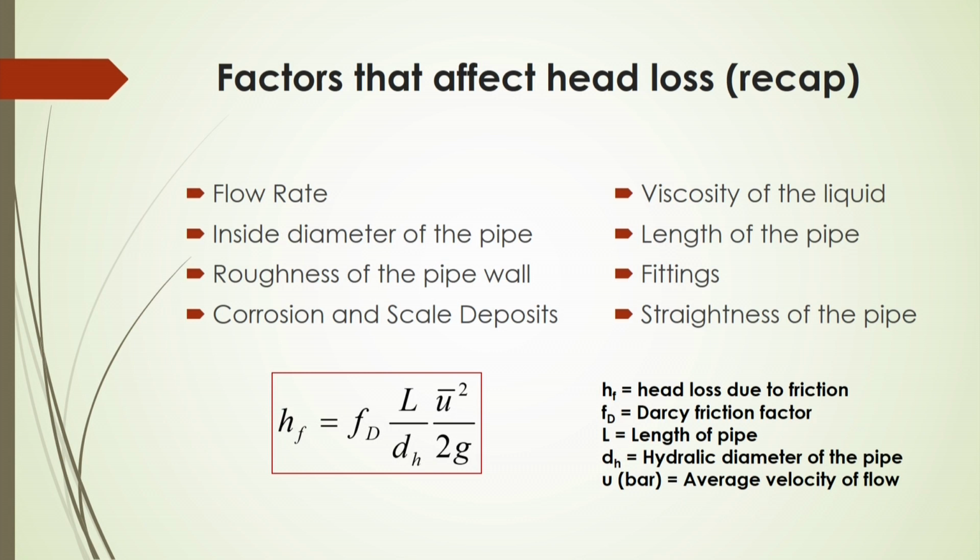So, if we know that hydraulic diameter, then the head loss due to friction will be represented by this equation: H f equals F d L by d H into u square by 2 g. In this case, F d is the Darcy-Weisbach friction factor, L is the length of the pipe, and d H is the hydraulic diameter, and this hydraulic diameter depends on the contact of the fluid on the surface of the wall, and the velocity of the fluid is also important.